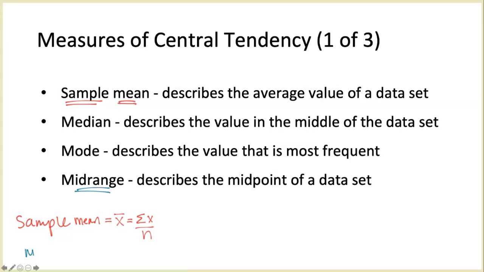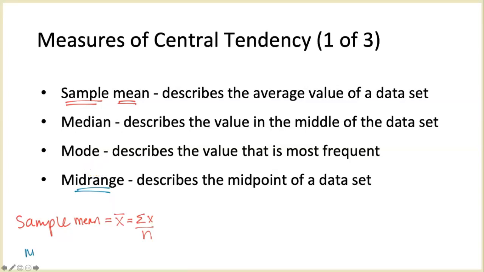And a mid-range, which is more likely new for us. So the median, we know that is the value that's in the middle of the data set. It divides the data set into two equal portions. So anything below the median is in the bottom 50%, and anything above the median is in the upper 50%. And of course, the mode is the value that occurs the most, it's most frequent.